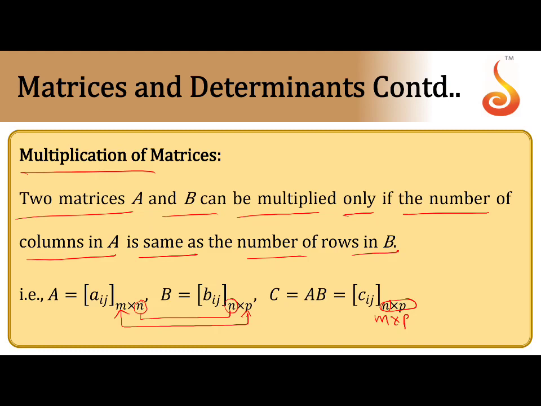Now the number of columns should be equal to the number of rows in B. Therefore, it is conformable for multiplication, and the resulting matrix is of the type M by P. If it is a square matrix, the same order will come here. I hope this is clear.